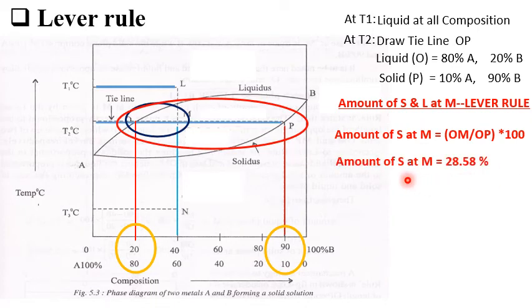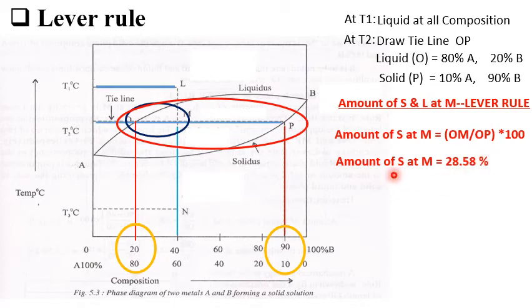Similarly, if I take the percentage here, measure O to M by taking from here to here. Now I can say here it is 20, nearly 20. So OP is 90 and OP minus 20 gives 70. So we can easily say 20 by 70, which comes around 28.5 percent.